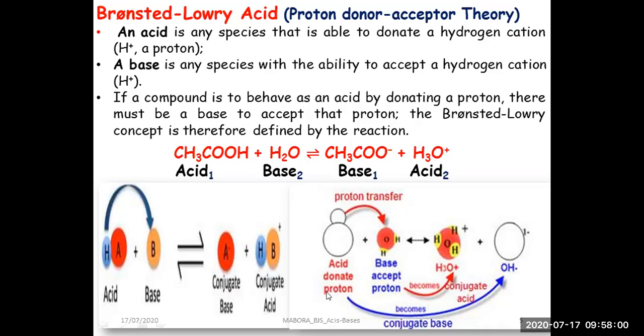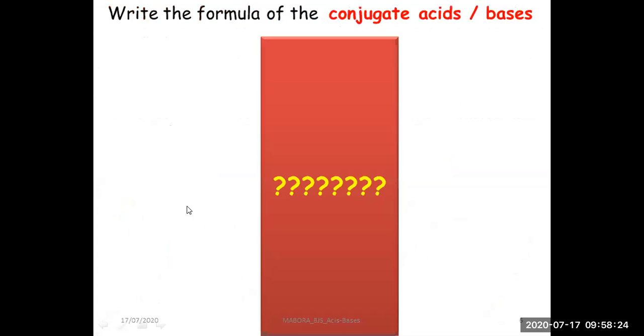So, acid donates proton to the base, base accepts the proton and gets converted into its conjugate acid, whereas acid is converted into its conjugate base. So this is how they say that whenever acid and base react with each other, they produce a new pair of acid and base. We call them conjugate acid-base pairs.